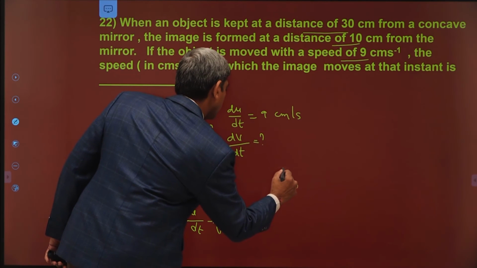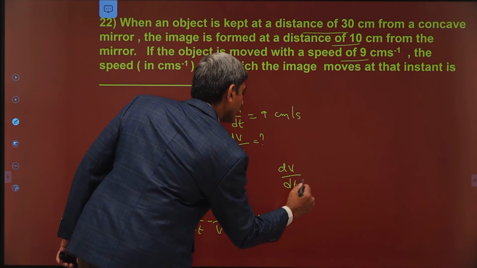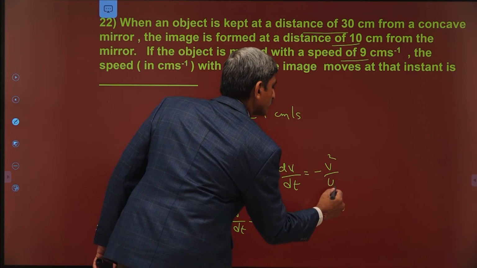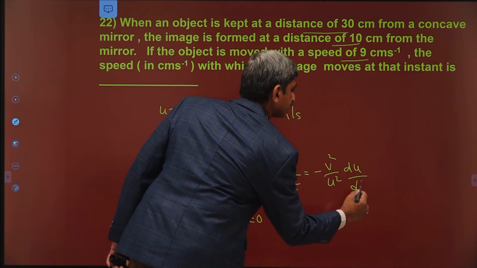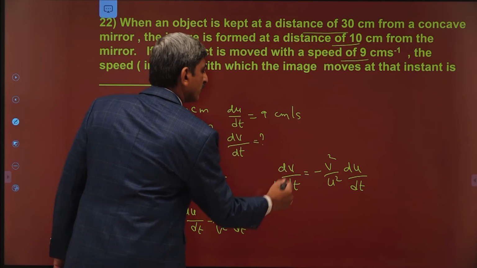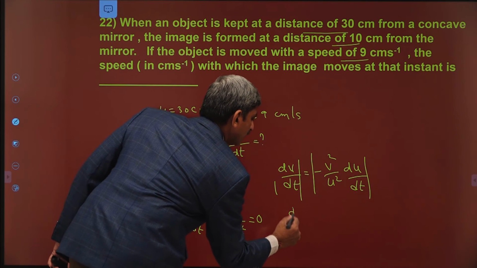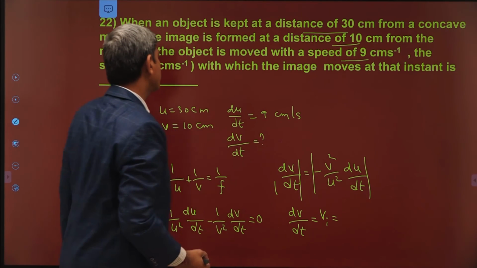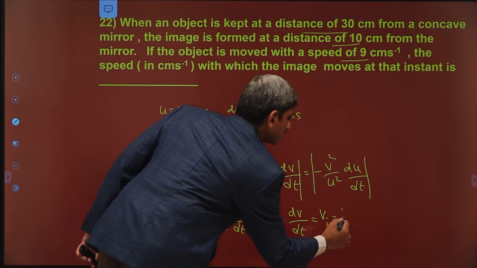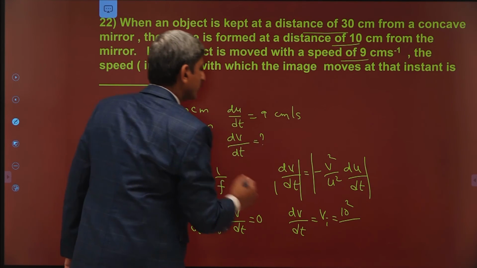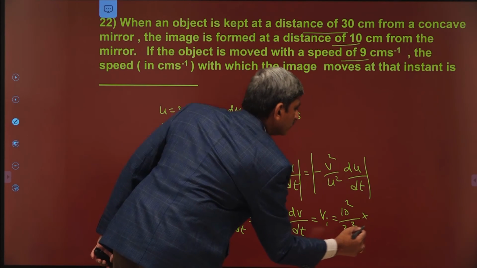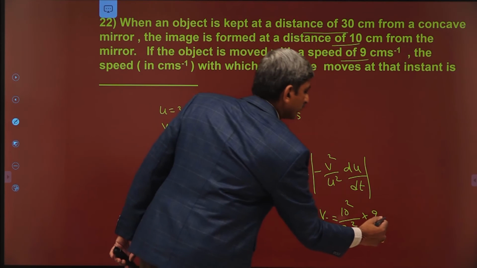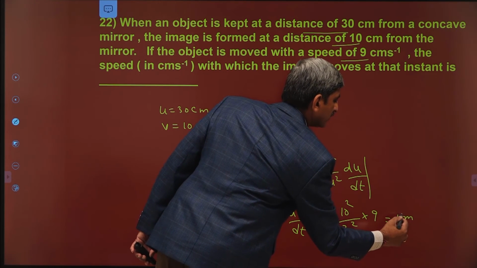So that we have dv by dt is equal to minus of v square by u square into du by dt. So if we take the magnitude of the velocities, we have dv by dt, which is the velocity of the image, is equal to, what is v square? V is given as 10, so 10 square by u is given as 30 square into the object speed, which is given as 9. So by making simplification, we have 1 centimeter per second.